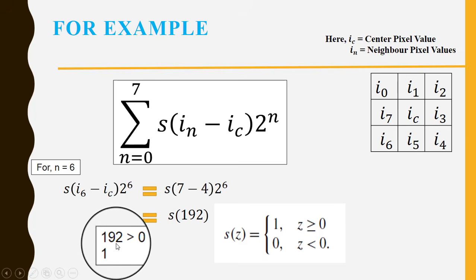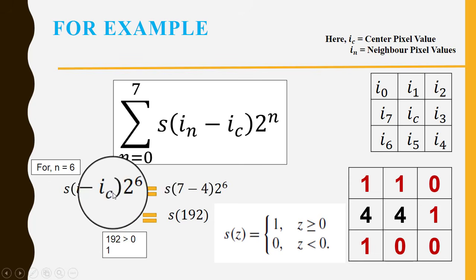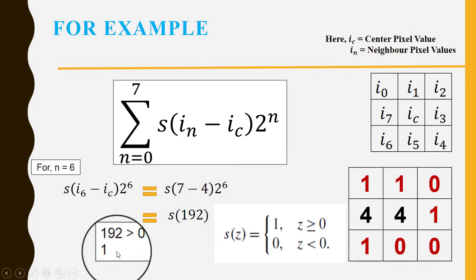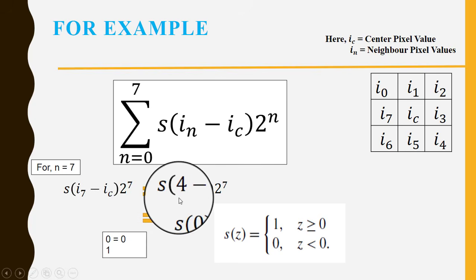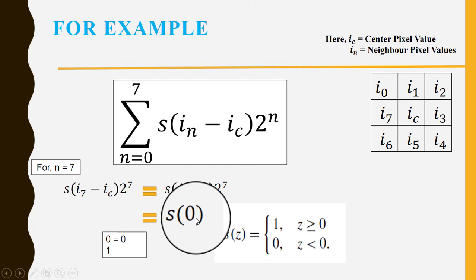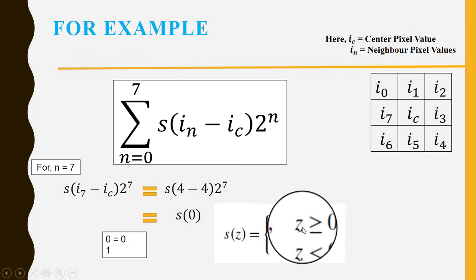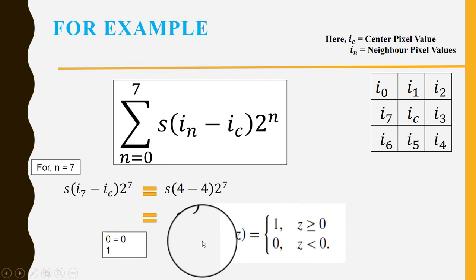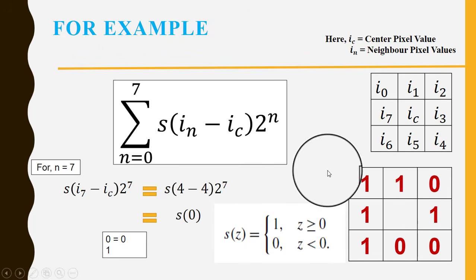Next, for n equal to 6, I6 is 7, Ic is 4, we got 192, which is greater than 0, so we put 1. Next, the value of I7 is 4. Compute the value, we got 0, and as you can see, if g is either equal or greater, then we put 1. Here 0 is equal to 0, so we put 1. So we got these patterns, the pixel values for this.